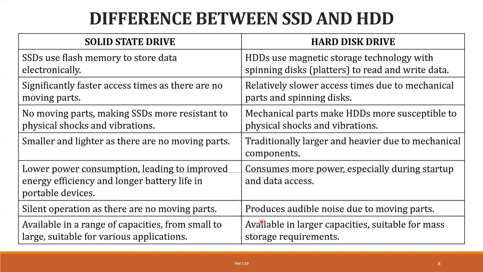So these are some differences between the solid state drive and the hard disk drive. Solid state drive, which is SSD, uses flash memory to store data electronically. HDD uses magnetic storage technology with spinning disks to read and write data. SSD has significantly faster access time as there is no moving parts. However, for the HDD, the access time is quite slower due to the mechanical parts and spinning disks. For SSD, there is no moving parts, making SSD more resistant to physical shocks and also vibration. Mechanical parts make HDD more susceptible to physical shocks and also vibration. Most times, when you drop your HDD, there is a high probability it might crash. So you have to be careful when you use HDD.